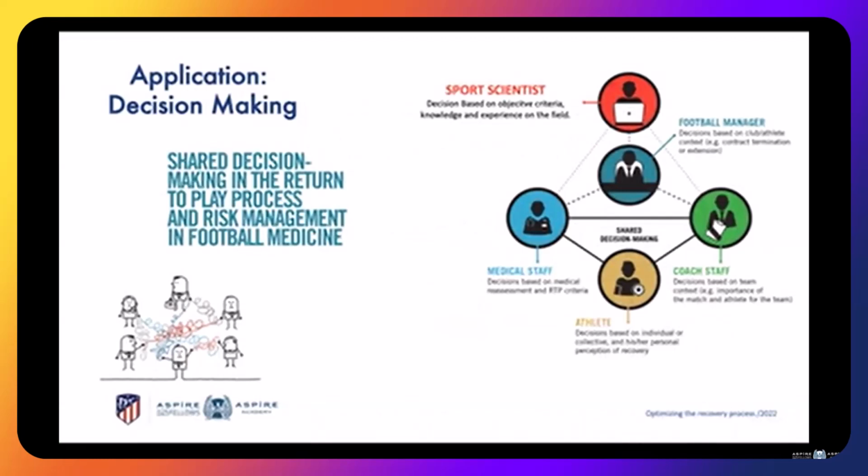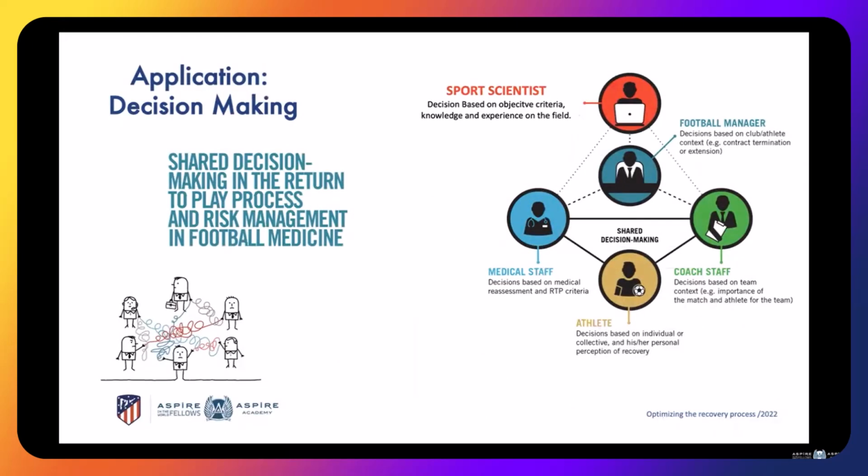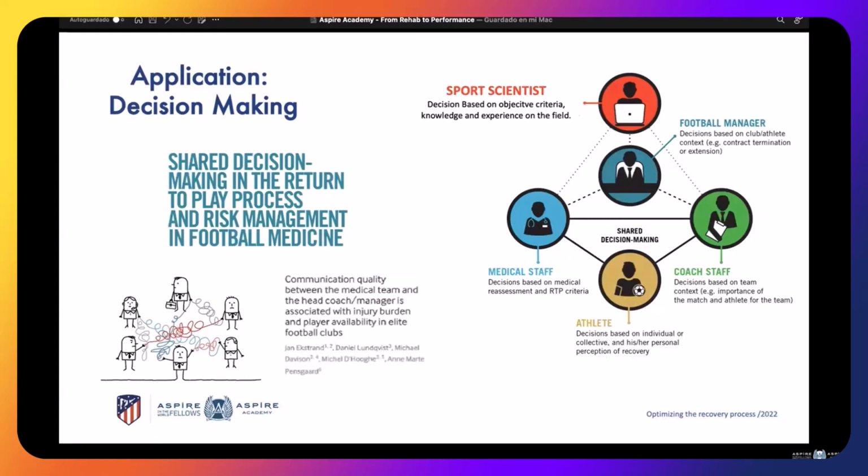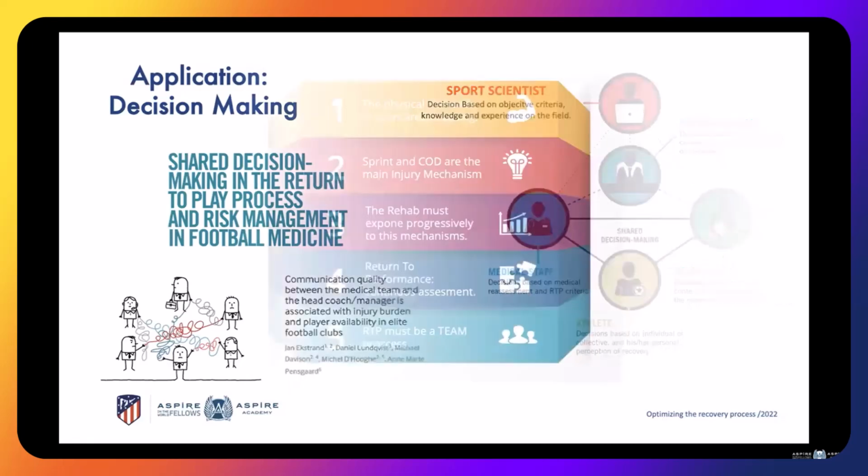So it's important also to highlight the fact that the return to play process has to be a shared decision making. So it's not just the data, it's not just the coach, it's not just the athlete, it's all together. We analyze all the information that we have on the table. We have to communicate, we have to speak, we have to debate, and then taking into consideration all the environment, we make a decision all together, because communication is one of the keys to work as a team.